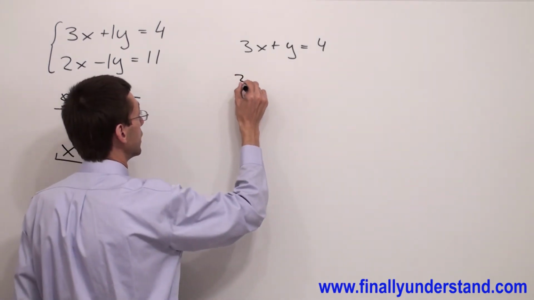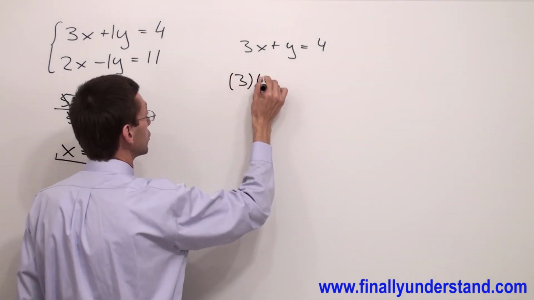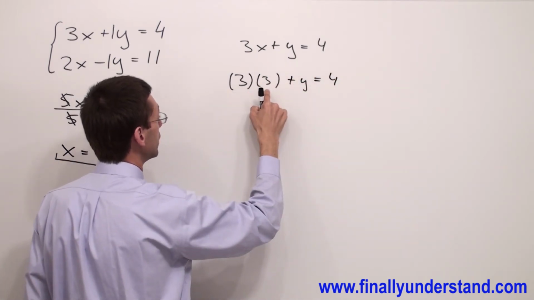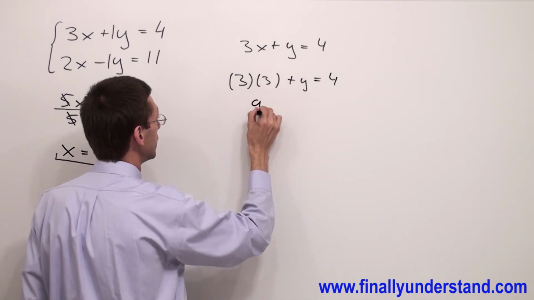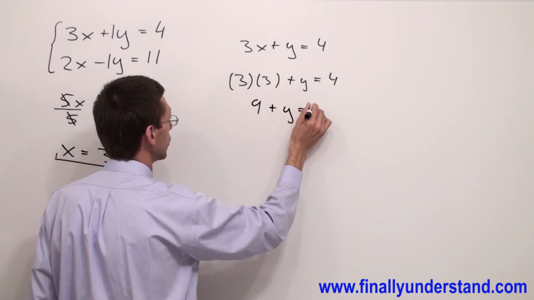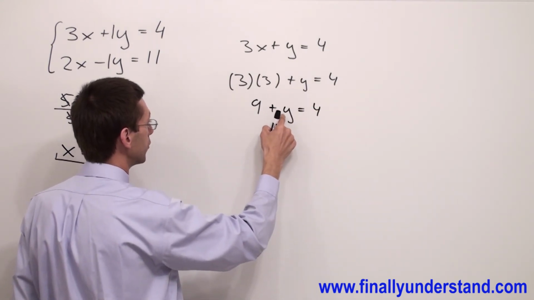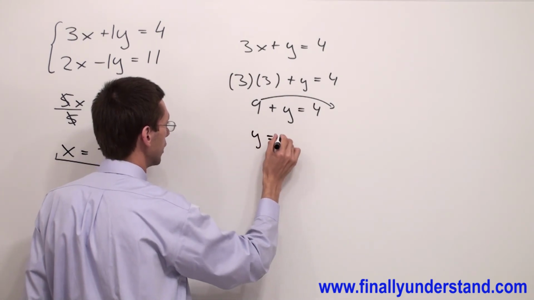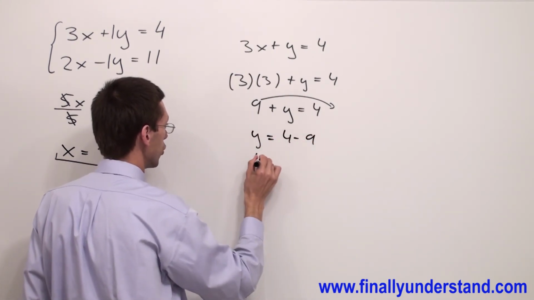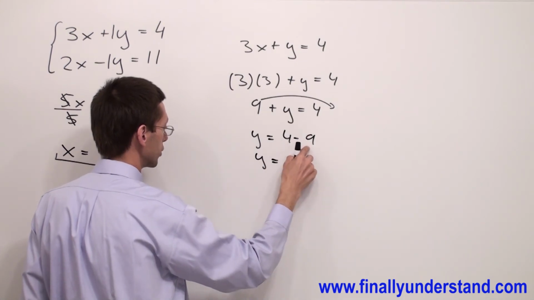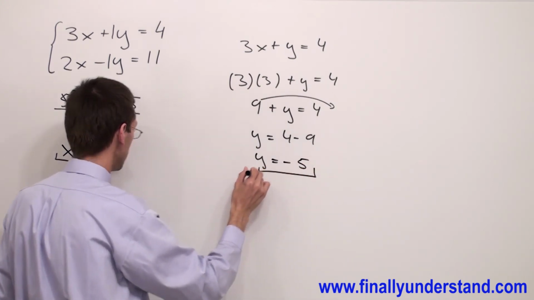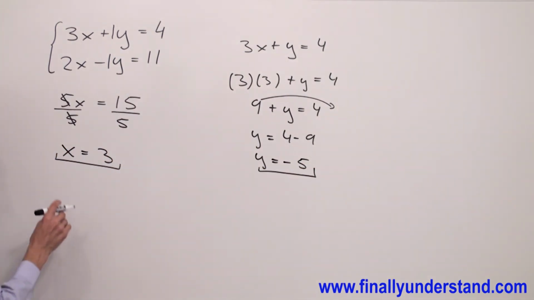So I have 3 times 3 plus y is equal to 4. 3 times 3 is equal to 9. 9 plus y is equal to 4. Now I have to find the value of y. That's why I have to move this 9 to the right side. I have y is equal to 4 minus 9. Y is equal to 4 minus 9, which is equal to negative 5. So I got the x coordinate and the y coordinate.